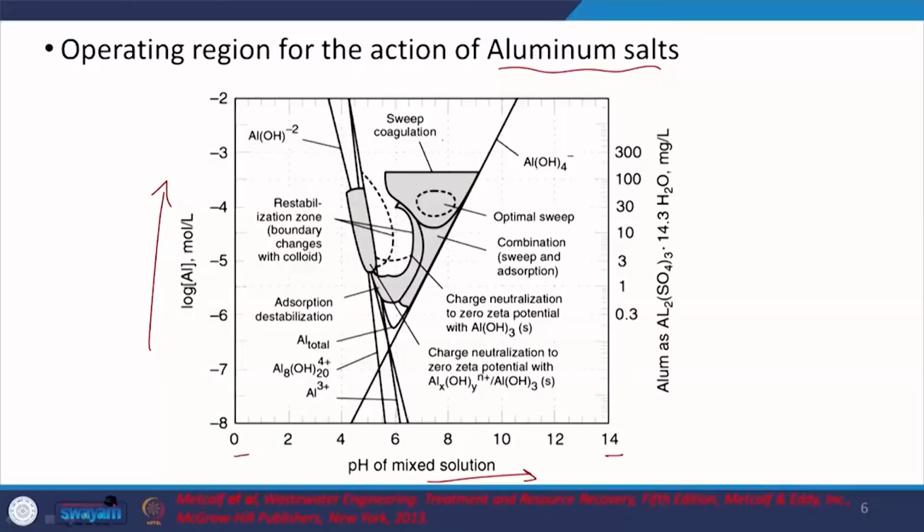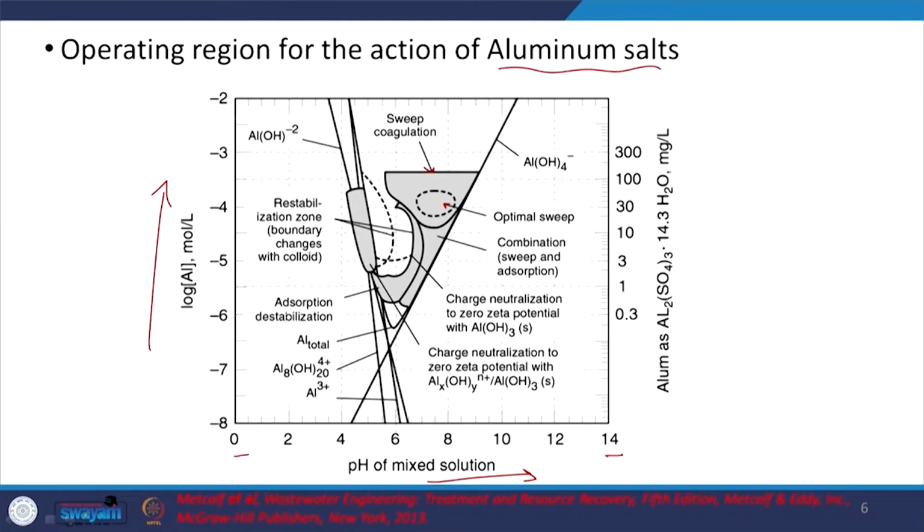Let us look at that. Here where we expect most of the aluminum to precipitate out, let us say pH 6 to 8 and concentration 4 to 5, you see sweep coagulation occurring. That is what we see here, and optimal sweep has a particular location here. And here it looks like charge neutralization to zero zeta potential with Al(OH)3 solid. So that also seems to be happening, in different ways, and charge neutralization to zero zeta potential with a different kind of solid, let us say.